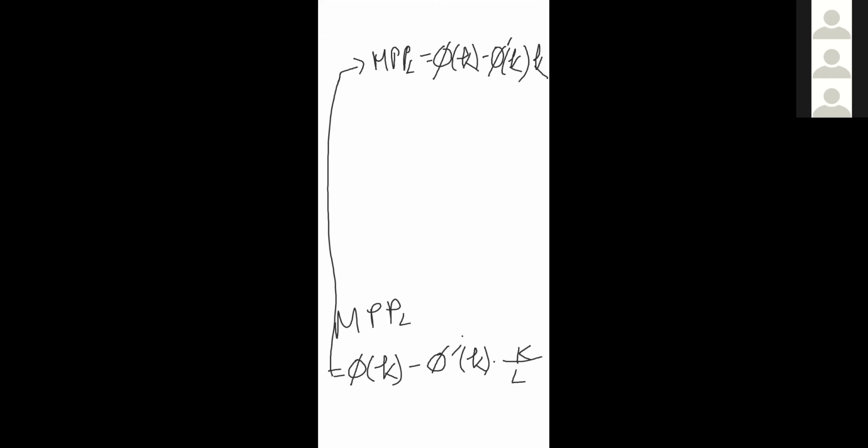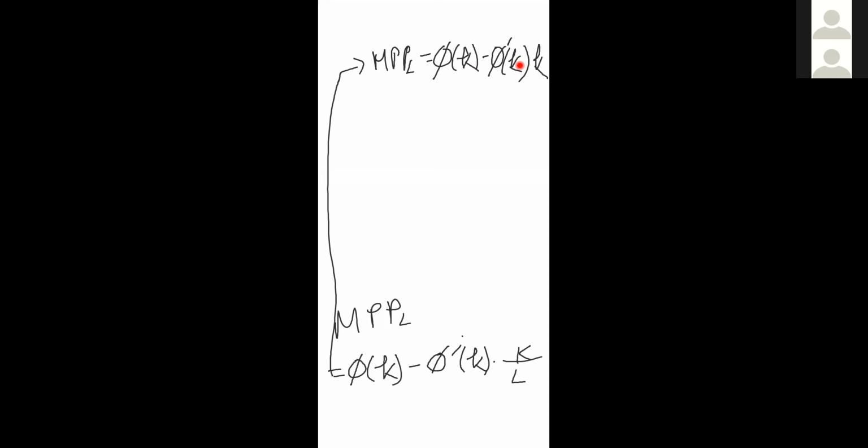Into small k. So here marginal physical product of labor is a function of small k. Are you hearing me, students? Yes, ma'am. So marginal physical product of labor is a function of small k, that means capital labor ratio.